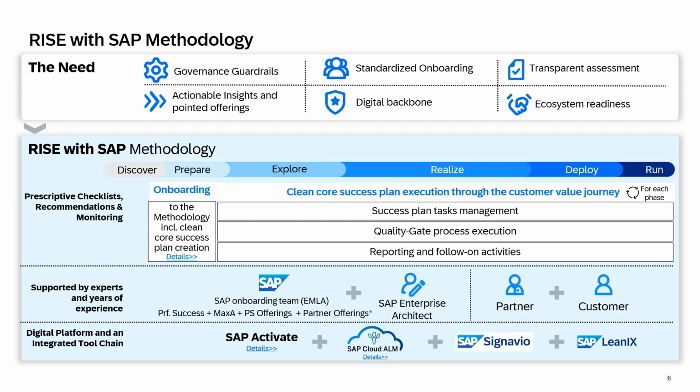And lastly, the digital platform, which is acting as your digital backbone and supporting you in the execution of this methodology, starting with Activate, providing the content, Cloud ALM, supporting the entire execution of the methodology itself, and the end-to-end implementation process can also be managed via Cloud ALM. Signavio supporting your process design, and LeanIX with your enterprise architecture.